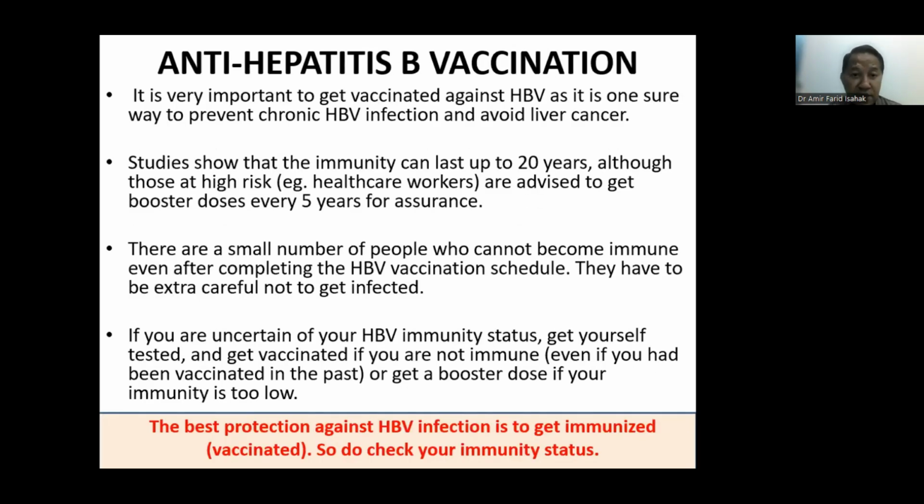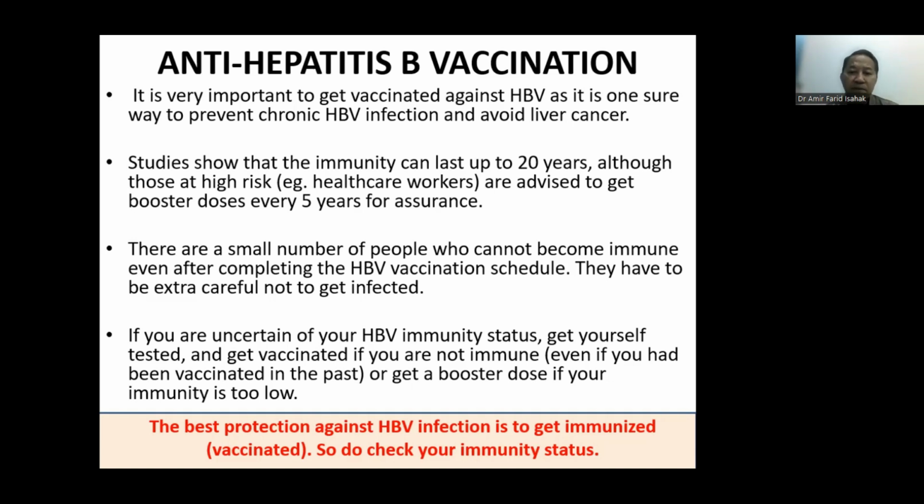So as mentioned earlier on, the anti-hepatitis B immunization or vaccination program has been successful, has achieved its aim. It is very important to get vaccinated against HBV, as it is one sure way to prevent chronic HBV infection and avoid liver cancer. So this is one of the cancers that you can vaccinate against, indirectly. Studies show that the immunity can last up to 20 years after vaccination. Although those at high risk, for example healthcare workers, are advised to get booster doses every 5 years for assurance.